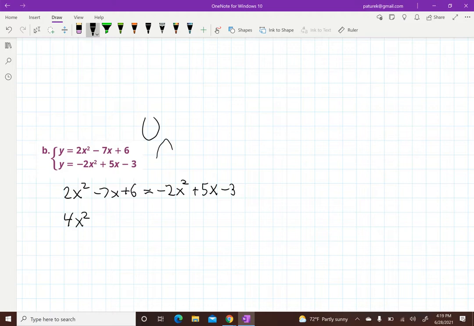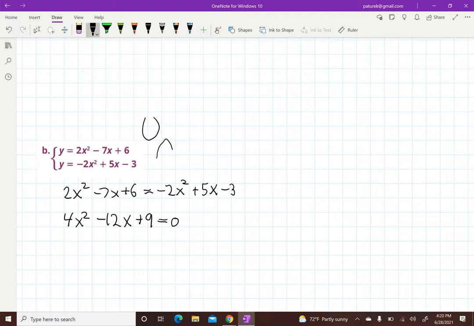I'm now going to subtract 5x from both sides. Negative 7x minus 5x is negative 12x. I'm going to add 3 to both sides. 6 plus 3 is 9. So there's my equation. I'm going to set it equal to 0 to find its roots. I glance at it and I see these are not all even numbers. They are not all multiples of 2, 3, or 4. So I can't do anything easy in my head.